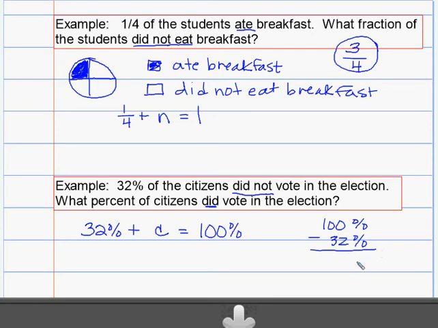What's that going to give us? Well, we'll have a percent. I'm going to borrow from there. So 10 minus 2 is 8, 9 minus 3 is 6. 68% did vote in the election. Okay.